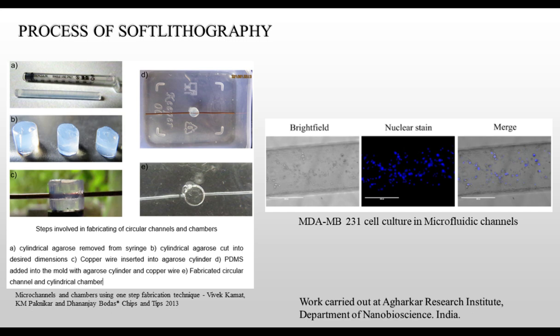You keep the entire setup at 70 degrees for 3 hours, which is the curing process, and later, once PDMS is solidified, you just remove the chip and boil it in water. The agarose will melt off, and you can simply pull off the wire, having circular channels and chambers, and this can be used to culture cells.